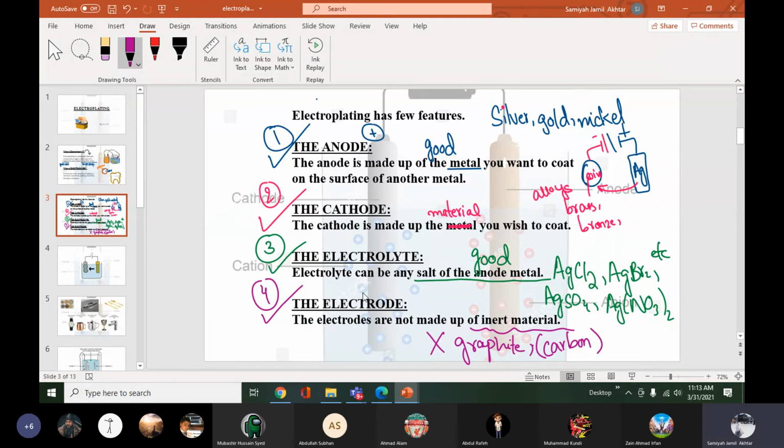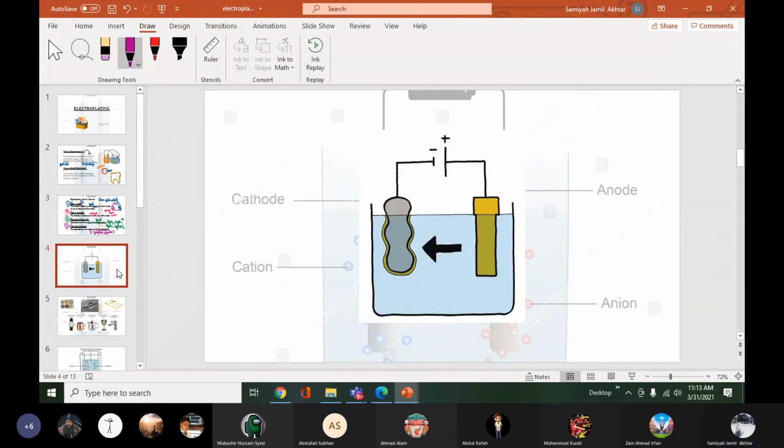So these are the points which you have to remember. Electrorefining is almost the same: the anode, cathode, and electrolyte.